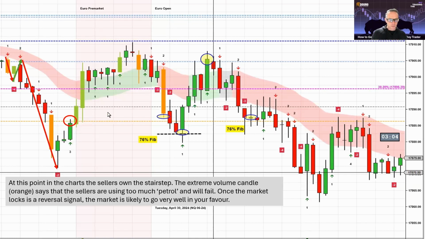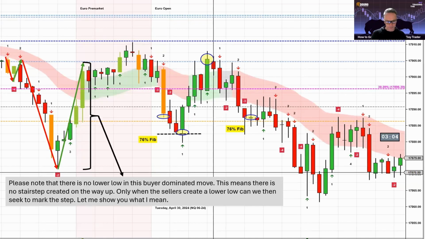So guys, I'll get rid of those little red circles for those that have clearly studied what I do before. For those that haven't studied what I do, we just mark the stair step in. Can everybody see you've got a big green arrow there, but it's not as big as the big red one. What does it mean? The sellers still own the stair step. Now, in saying that, right here, nice little comment for you. Please note that there is no lower low in this buying dominated move.